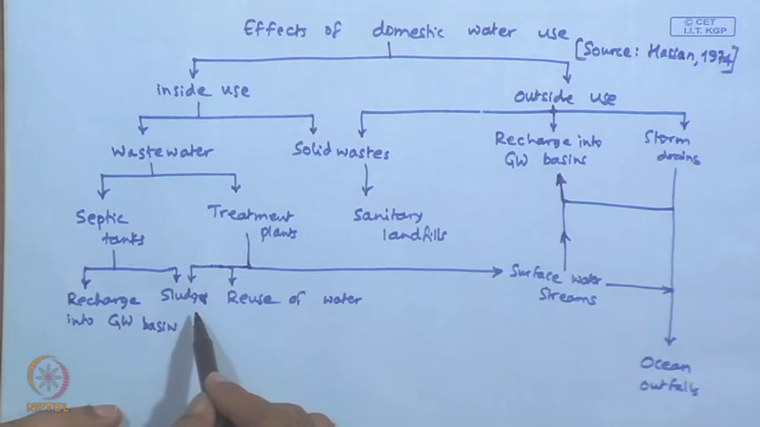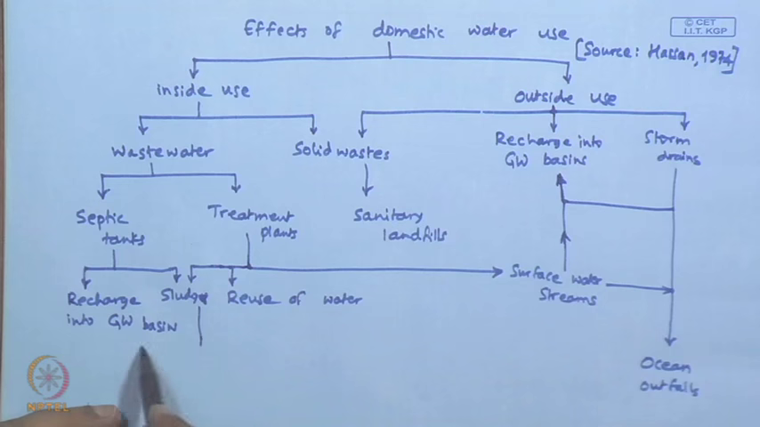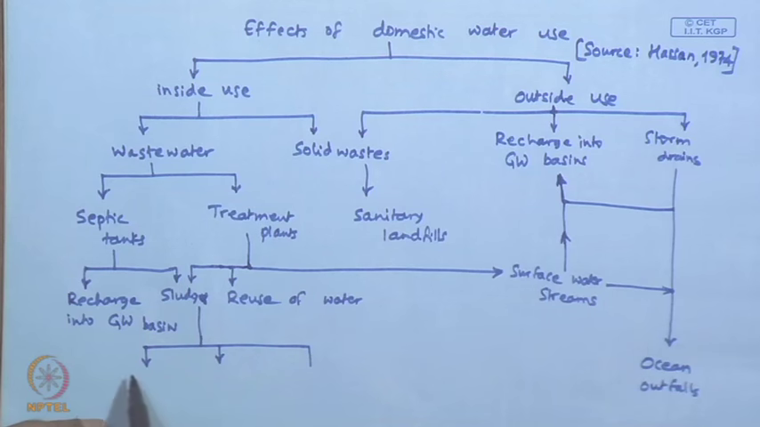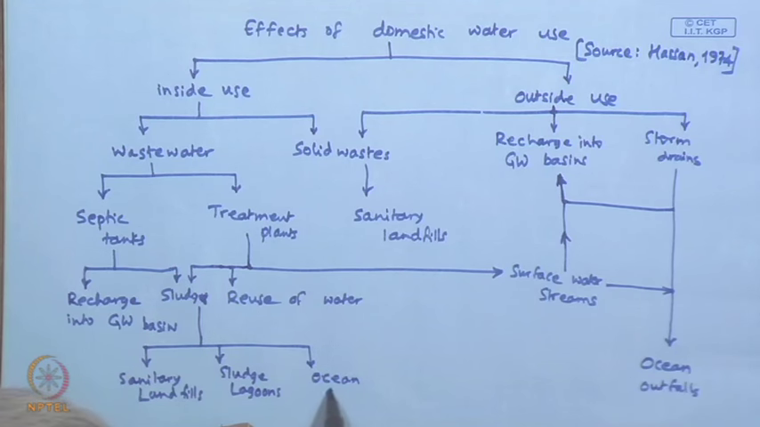And these sludges may either go to sanitary landfills, or they may go to sludge lagoons, or they may go to ocean outfalls. So, this is the total flow chart of the effects of water when it is used for say domestic purpose.